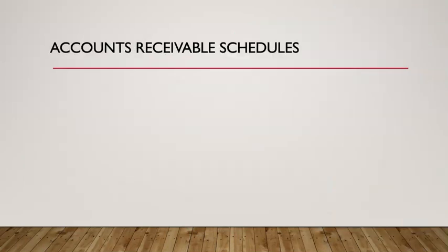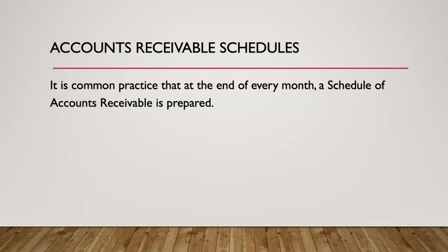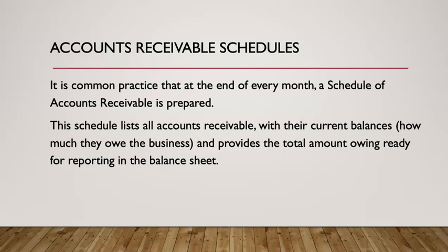This is important, but we also need to have another document that lists all of our customers and all their balances. So we have on a bit of paper how much each customer owes us and hence the total. We call this the accounts receivable schedule. It's common practice at the end of every month that a schedule of accounts receivable is prepared. If you see the word schedule, you're going to write down how much each customer owes us in one record. It lists all the accounts receivable, all their current balances, and hence we can work out how much the total amount is owed, and this number goes into our balance sheet.